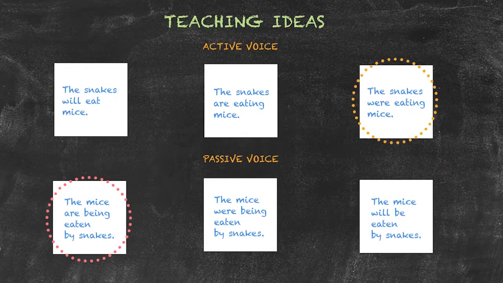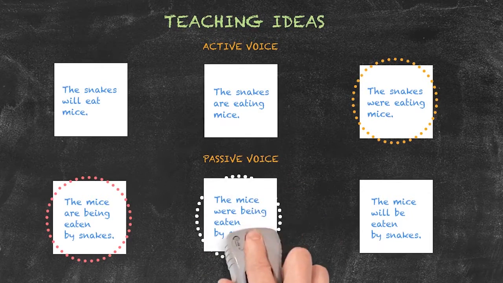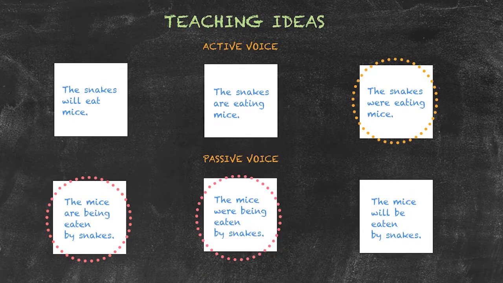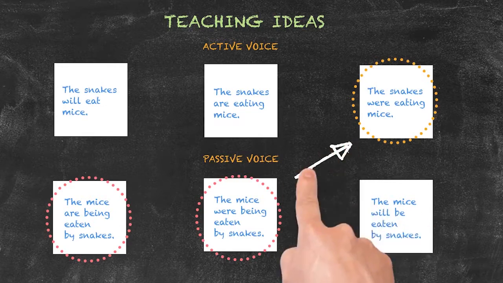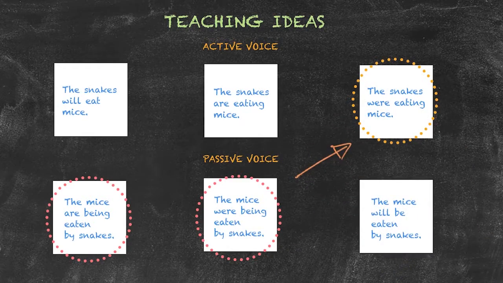Of course, these sentences don't match, and the students would turn the cards back over. The next student might turn over "the mice were being eaten by snakes" and "the snakes were eating mice." The students should know that those two cards match and take them off the board. The game would continue until there were no cards remaining. Note that you would need to have at least 12 to 16 cards for the game to be effective.